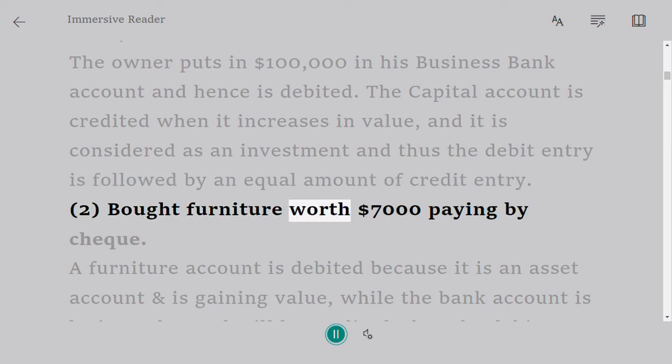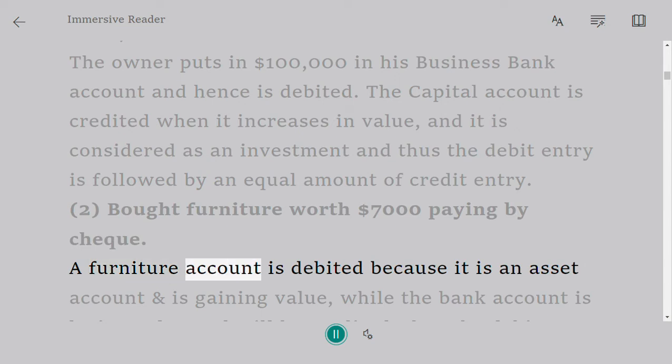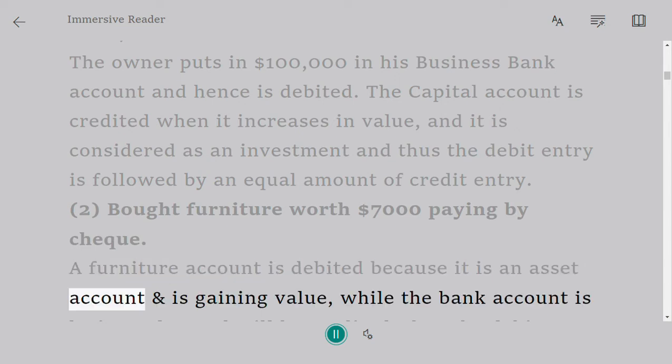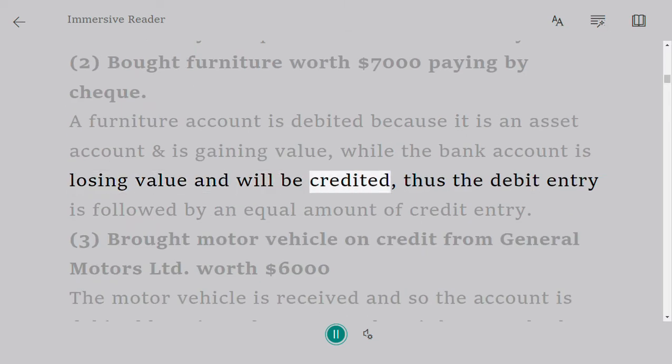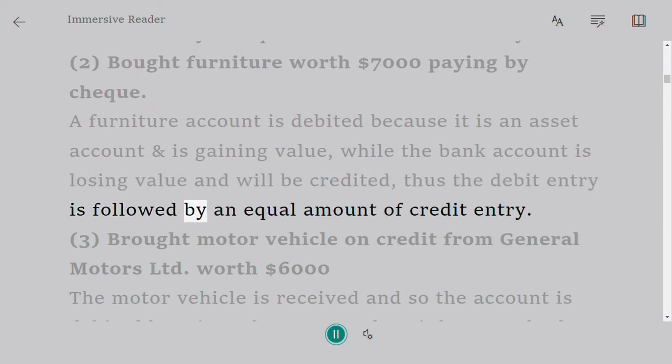2. Bought furniture worth $7,000 paying by check. A furniture account is debited because it is an asset account and is gaining value, while the bank account is losing value and will be credited. Thus the debit entry is followed by an equal amount of credit entry.